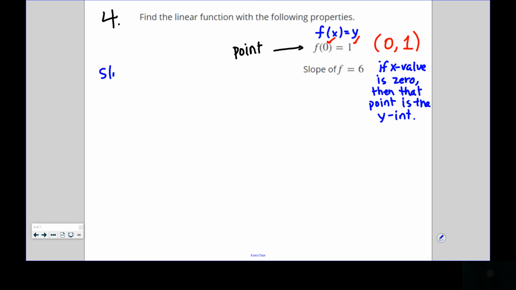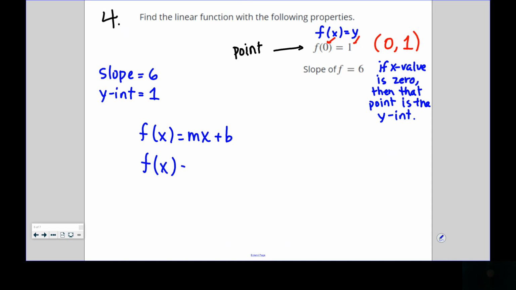So we know the slope, we know the y-intercept is 1, so that's the y value. So we can use slope-intercept form to find the function. We're going to call this f of x equals mx plus b instead of y equals mx plus b, just because we're supposed to write it as a function. So plug in your slope. M always represents the slope. So f of x equals 6x plus 1. Super easy.